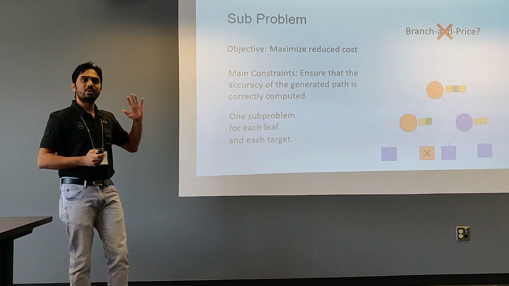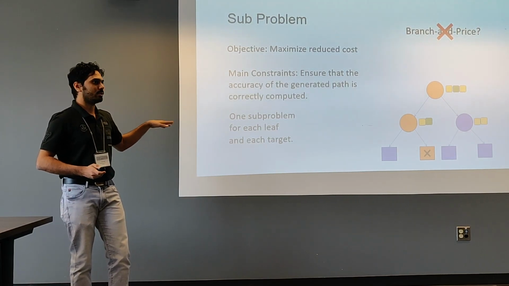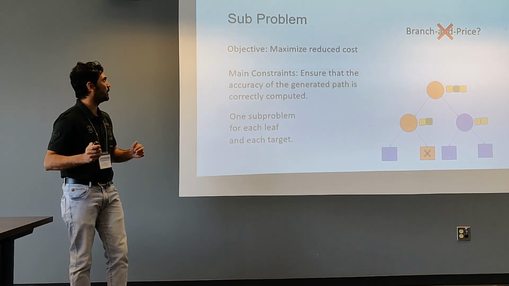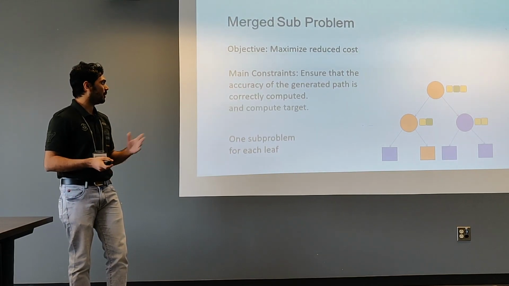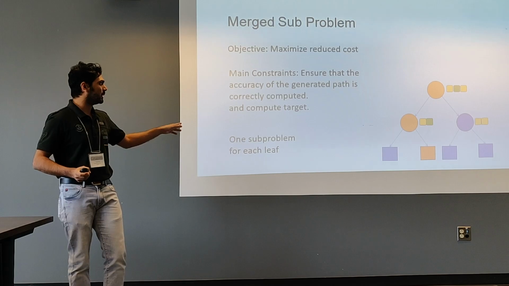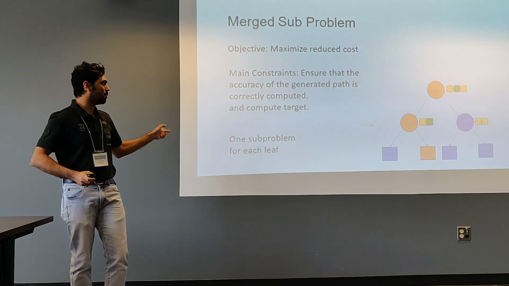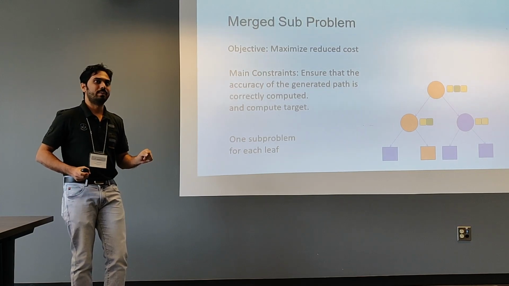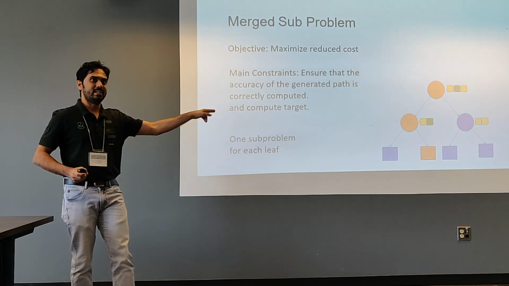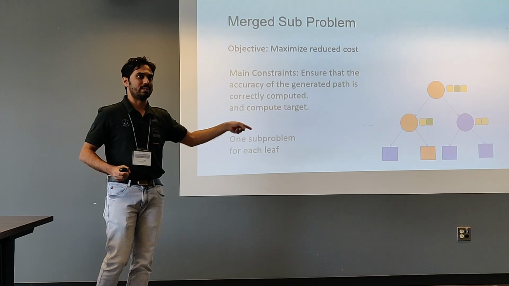So this was all what Firat and other people did. Now our work starts. The first improvement or contribution is that we moved the target computation inside the constraints. So now we have one subproblem for each leaf. Previously we had 8 subproblems; now we have 4 for this example.